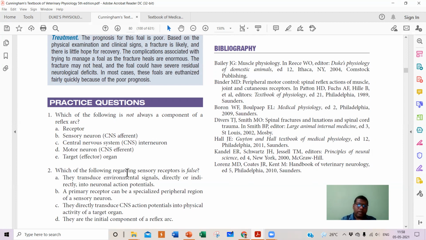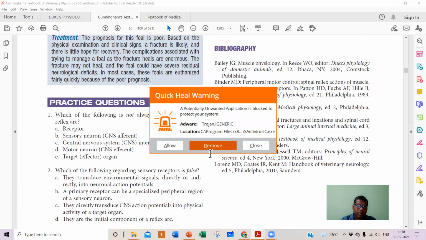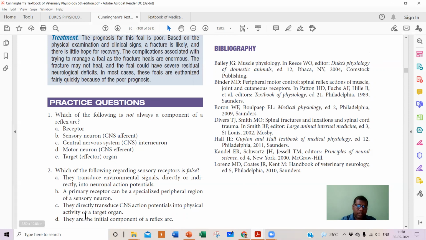So which of the following regarding sensory receptors is false? A. They transduce environmental signals directly or indirectly into neuronal action potentials. B. A primary receptor can be a specialized peripheral region of a sensory neuron. C. They directly transduce CNS action potentials into physical activity of a target organ. D. They are the initial component of a reflex arc. Yes, it is C. They directly transduce CNS action potentials into physical activity. They cannot. So this is a false statement.